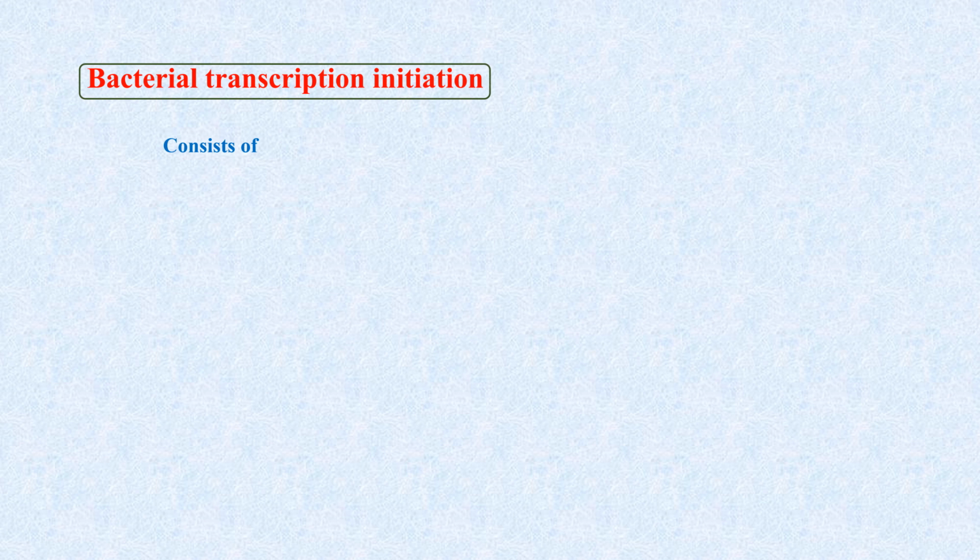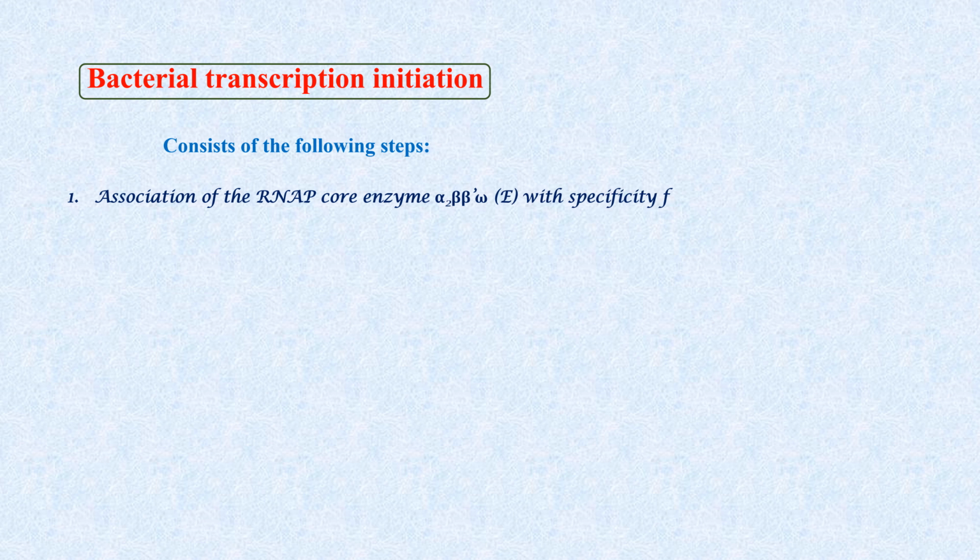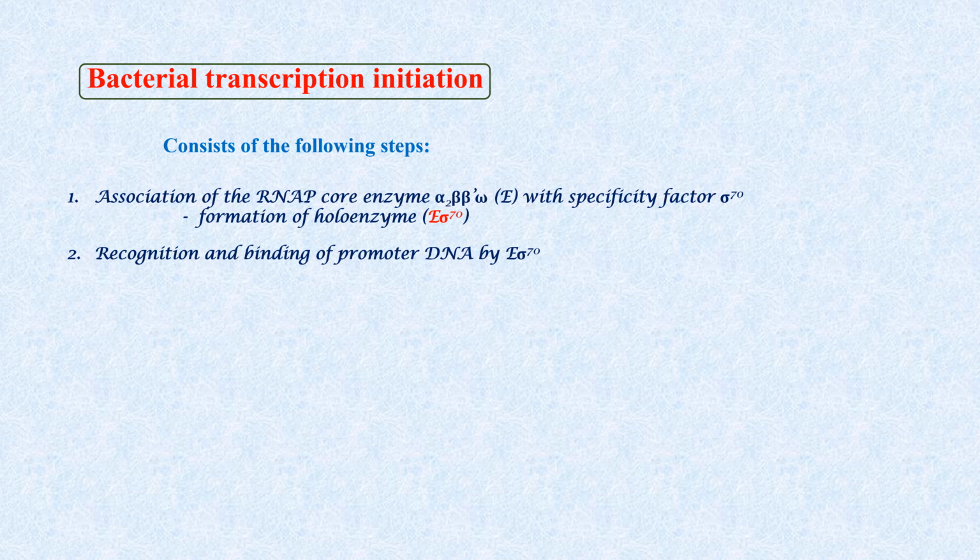Now, bacterial transcription initiation consists of the following steps. First, association of the core enzyme with the specificity factor leading to the formation of the holoenzyme. Next, recognition and binding of the promoter DNA by the holoenzyme and formation of the closed promoter complex. We have already seen these two steps.